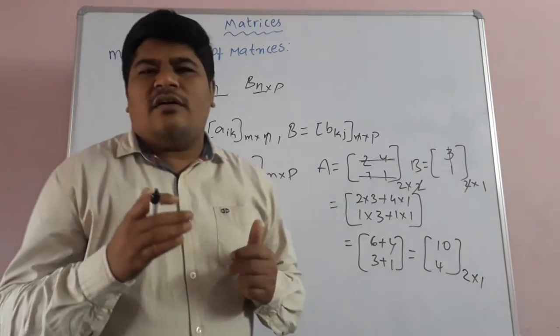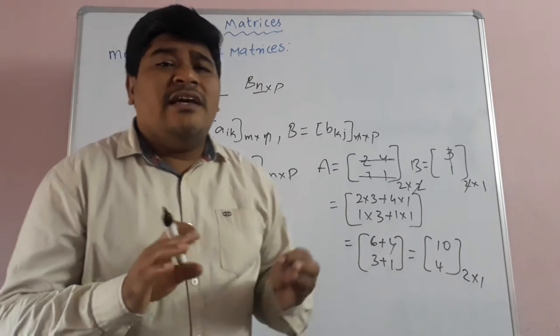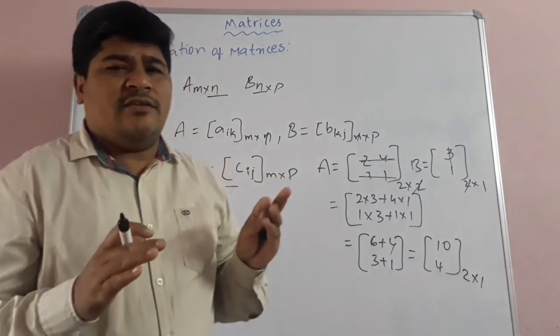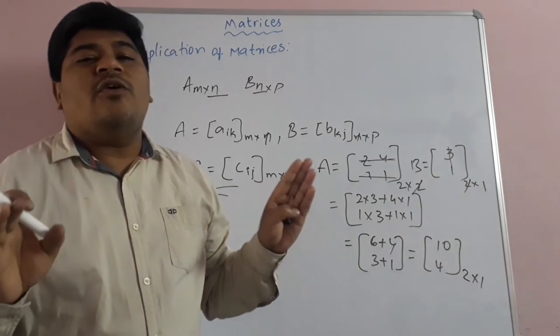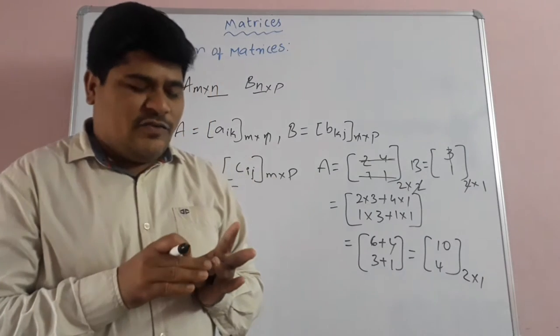Now children, multiplication of matrices does not follow the commutative property. Here A cross B is not equal to B cross A. So multiplication does not follow the commutative property.